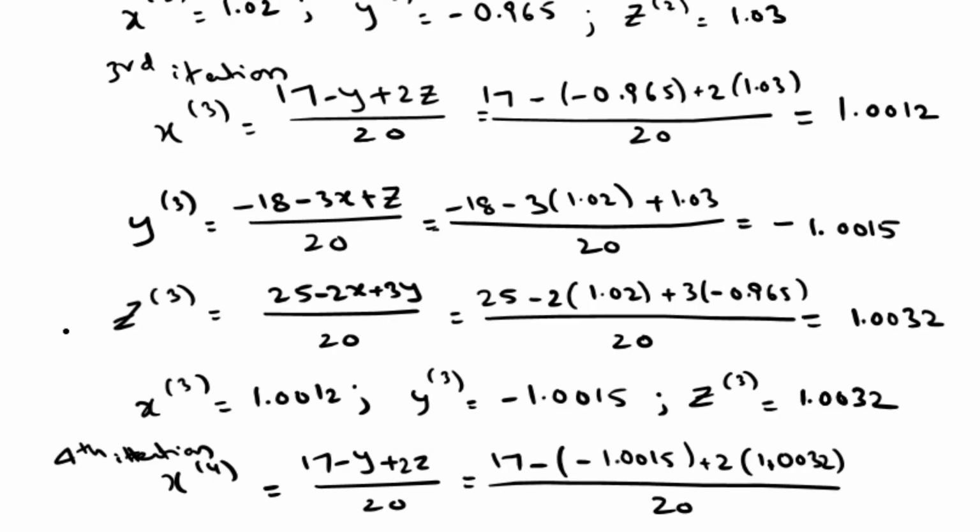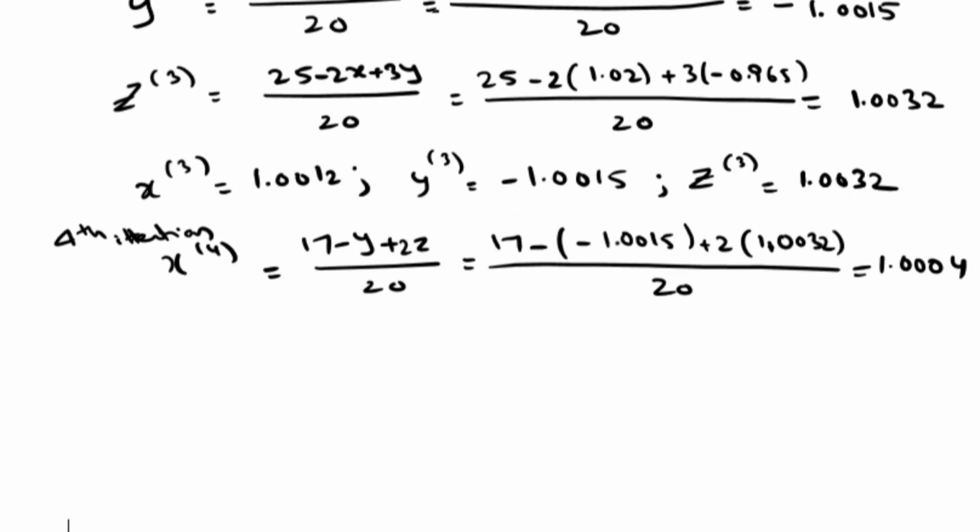20 equals to, you can obtain the value of x in the fourth iteration is 1.0004. This is the value of x in the fourth iteration. Similarly, you need to find out the value of y in the fourth iteration.